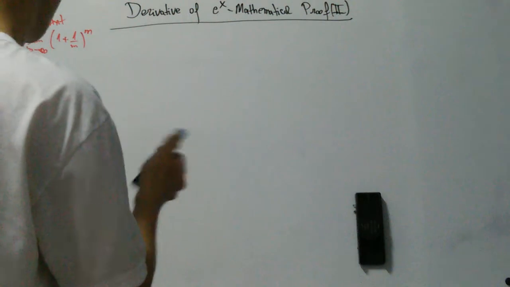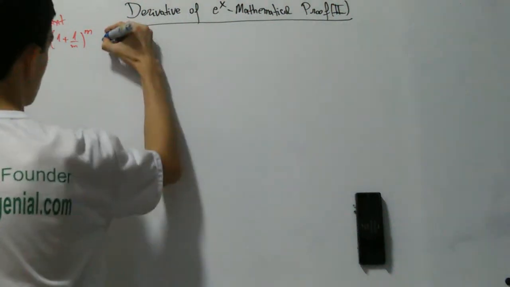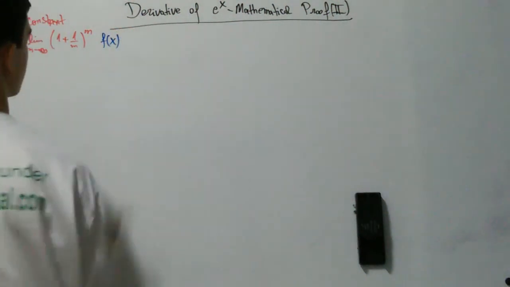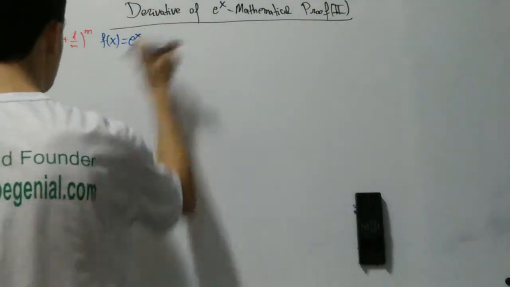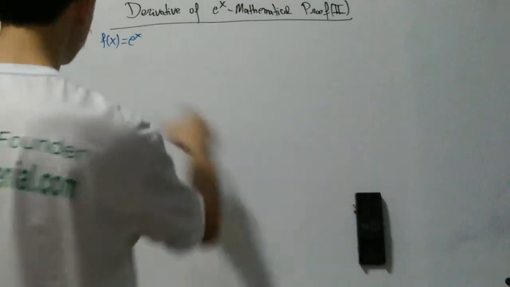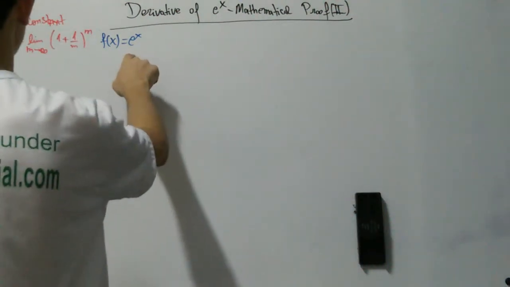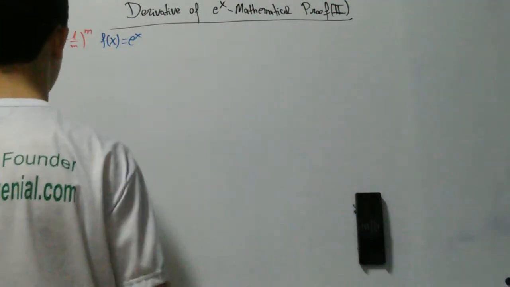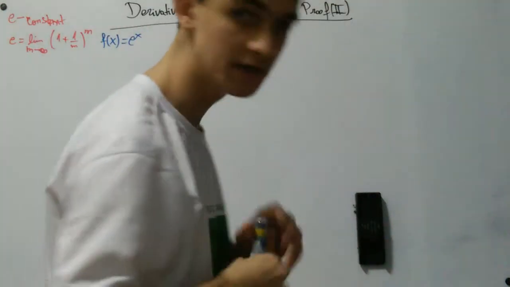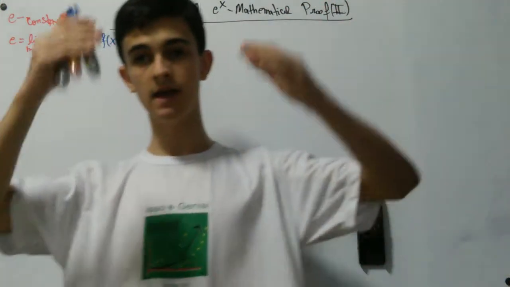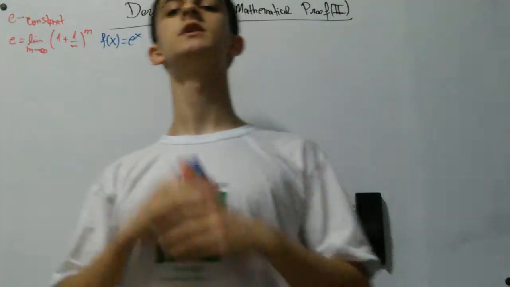So imagine we have a function f of x equal to e to the x. In this video we are going to prove the derivative of this function. So we want to know the f prime of x of this function. We're going to prove this using the formal definition of derivatives using limits, the formal derivative that uses limits to define what a derivative is.